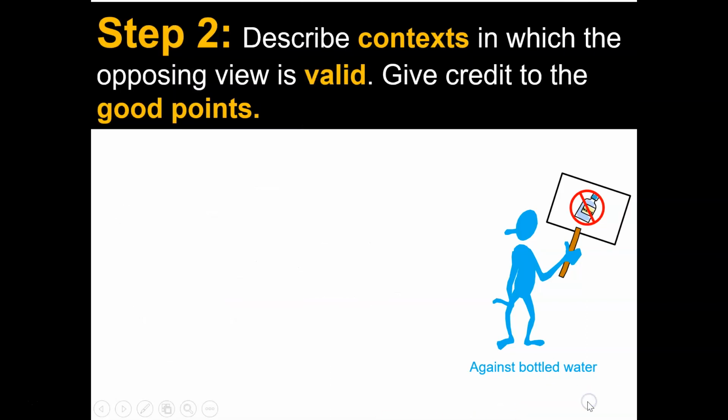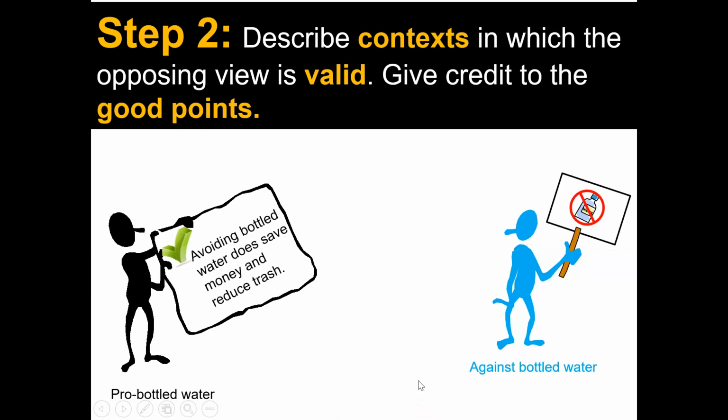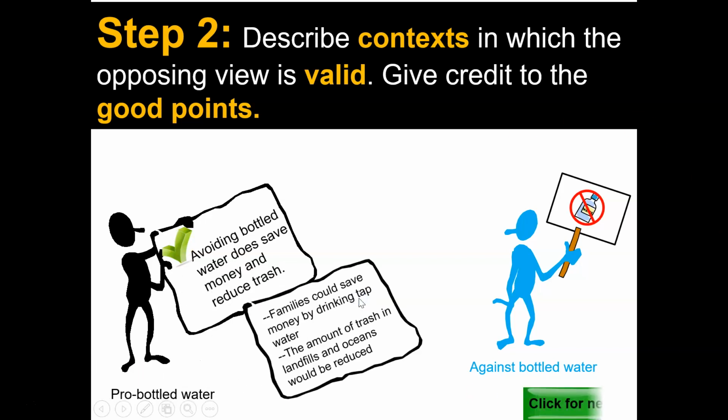Step 2, you want to describe the context in which the opposing view is valid, like we just talked about. So avoiding bottled water does save money and reduce trash. This is a strong point. If families could save money by drinking tap water, the amount of trash in landfills and oceans would be reduced. These are all good things. And again, you're building up a lot of ethos with those who are on the opposite side of you.